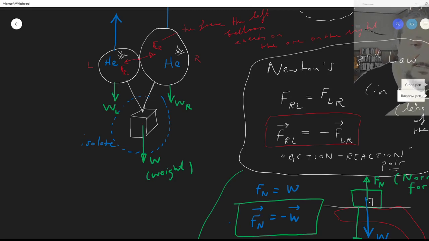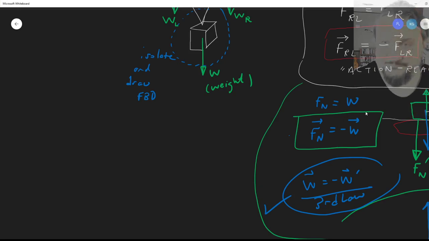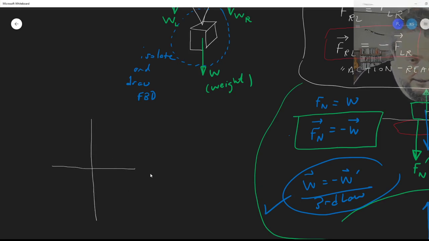And draw a free body diagram for the object only. Isolate and draw a free body diagram, FBD, free body diagram. Okay? Let's draw it. Let's use that XY again. X, Y, these are the coordinates. Now this box here is just this object here at the origin, right?